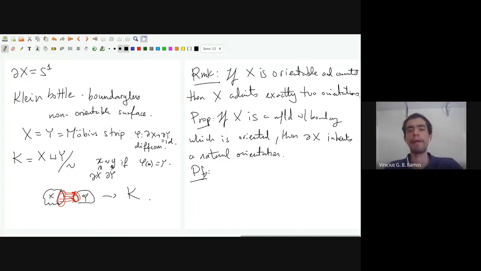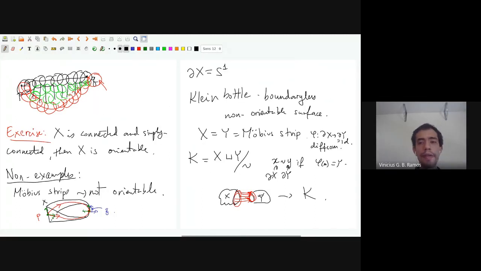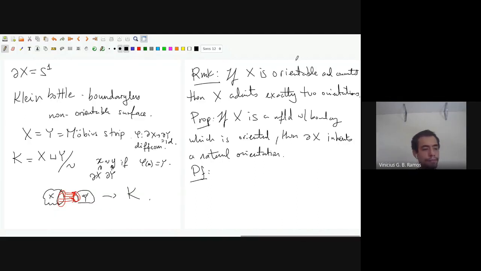Okay, so how do we prove this? Well, see that this is actually not something obvious at all. For example, for the Möbius band, the Möbius strip, it's a non-example of the proposition, but it's interesting because the manifold itself is not orientable, but the boundary is S1, which is orientable. So yeah, this is interesting.